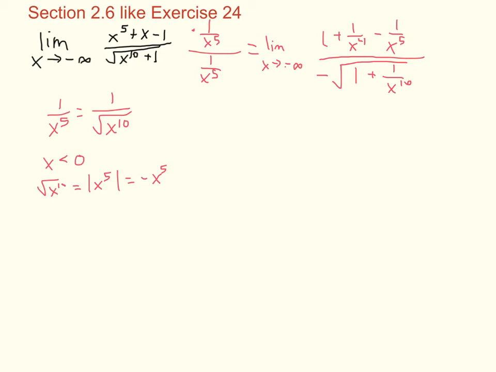That negative sign is key in this part, because when we evaluate this limit, by the laws of limits, we can take the limit of each part on the top and each part on the bottom, and each of these terms goes to 0. And so our answer is going to be 1 over the negative square root of 1, which is equal to negative 1.